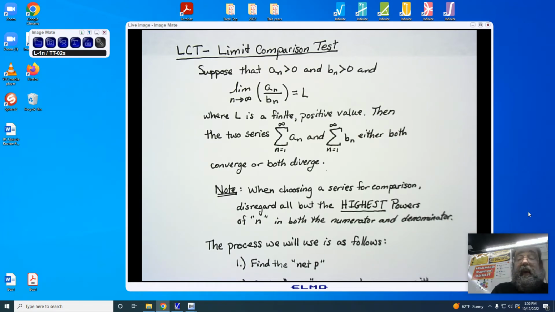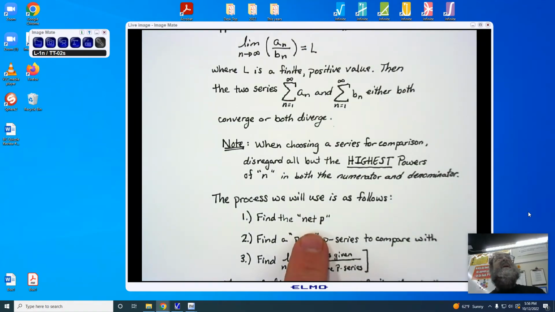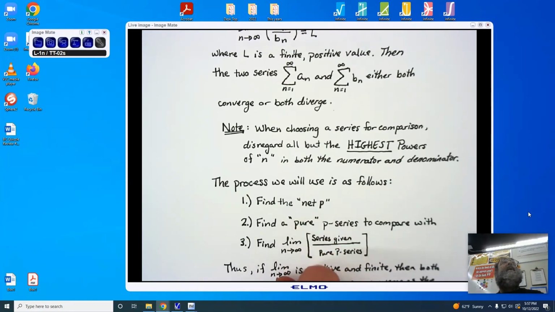Okay? Now, the process requires us to find the net P first. Then we find a semi-pure series, and you'll see in my first example what I mean with that, in order for us to compare with. And then we're going to construct the limit with the given series on top and our, quote, pure P series in the bottom, the semi-pure P series. We're then going to take the limit.